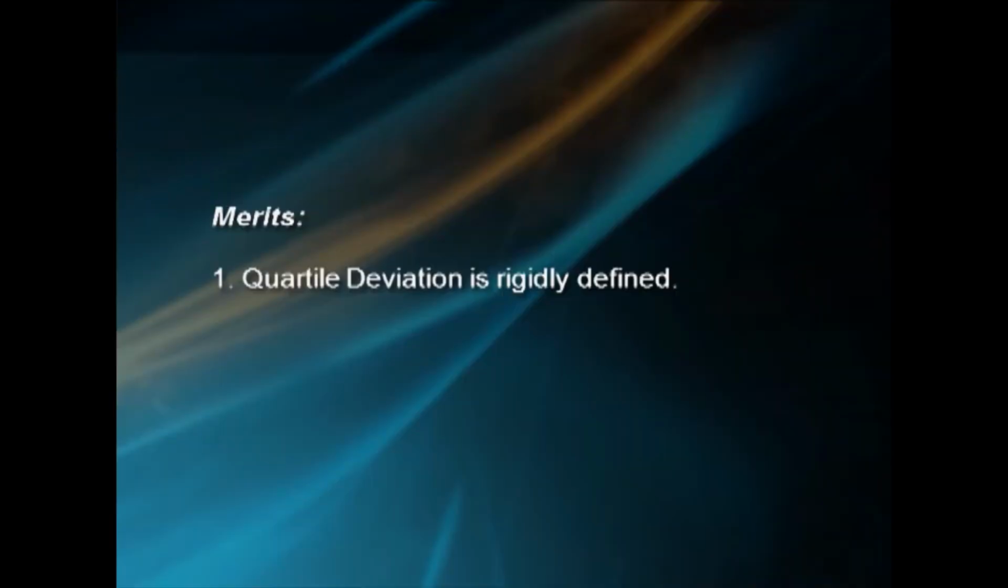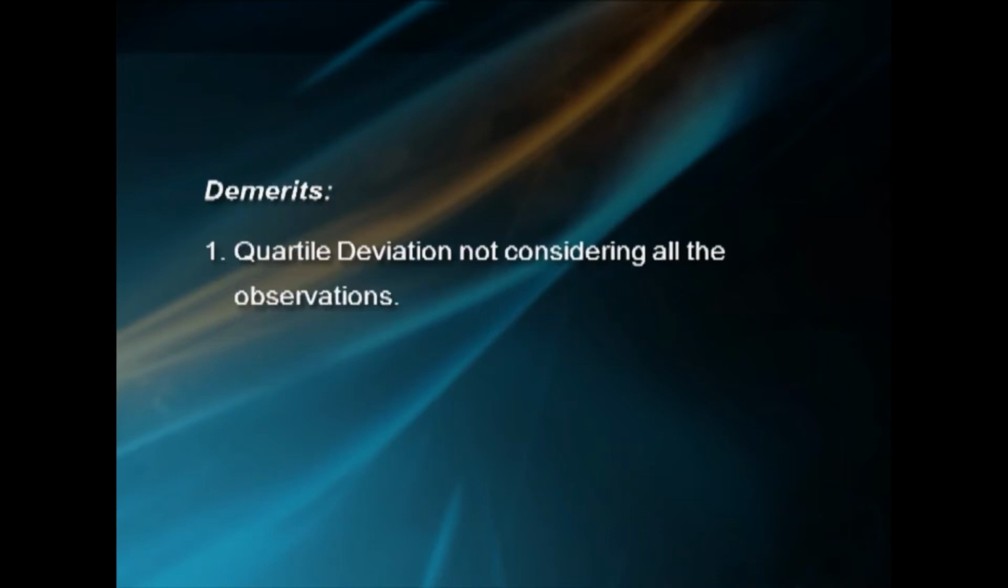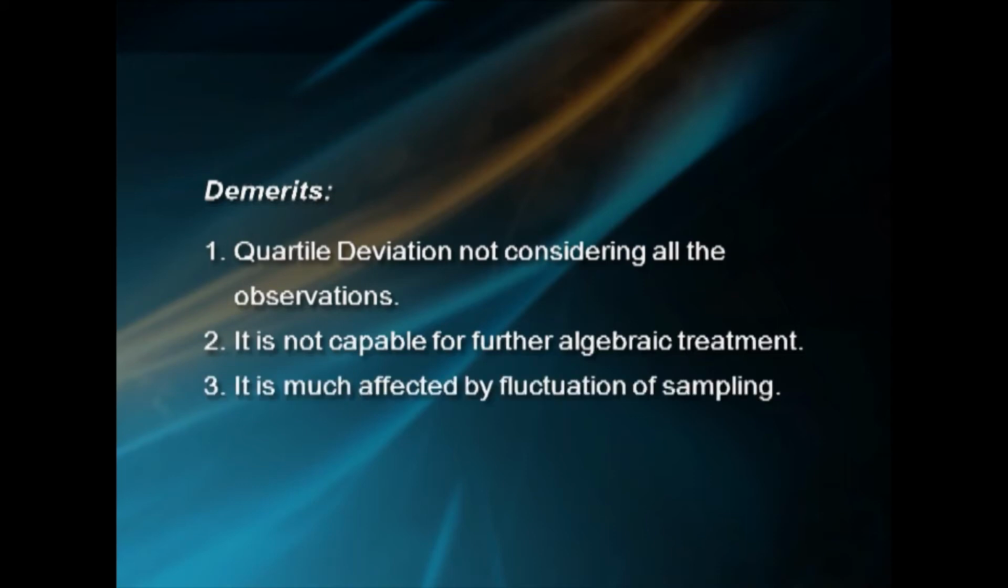Merits and demerits of quartile deviation. Merits: 1. Quartile deviation is rigidly defined. 2. It can be calculated for data with open-ended classes. Demerits: 1. Quartile deviation does not consider all the observations. 2. It is not capable of further algebraic treatment. 3. It is much affected by fluctuation of sampling.